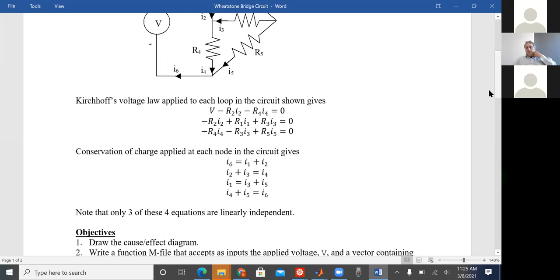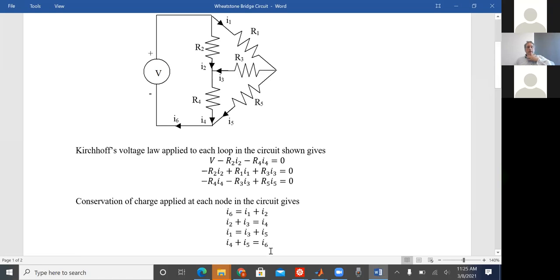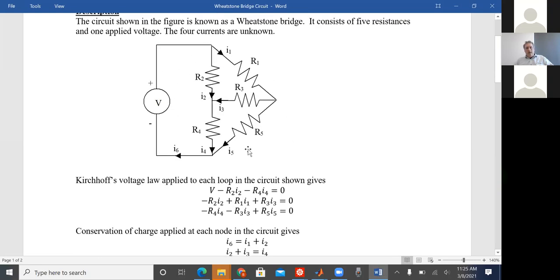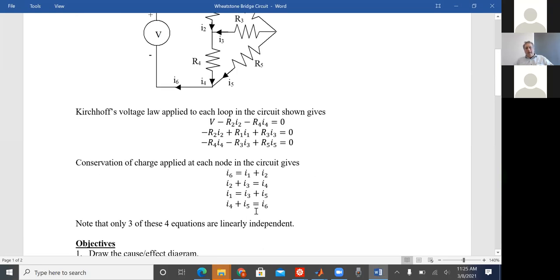Now, these supply 1, 2, 3, 4, 5, 6, 7 equations for 6 unknowns. One of the subtle things is that only 3 of the 4 of these are linearly independent. There's only really 3 unique ones, so you can eliminate any of these you want from the mix. So for instance, let's just not use the last one, because this last one's saying the same thing as the other 3. Like I showed you in my little example last time, if you take an equation and multiply it by 2, it's not a unique piece of information. So what we're going to do is use these 3 and the first 3 of these, and we're going to use them to put together a linear algebra set of equations to solve for the unknown currents.